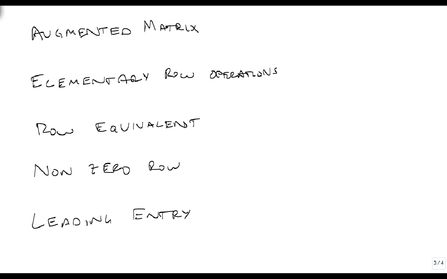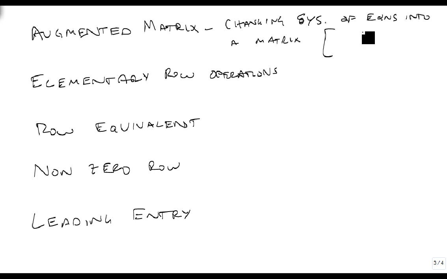An augmented matrix is a way of changing a system of equations into a matrix, and it always looks like some matrix, most often square, it doesn't always have to be, where the coefficients go here, and the equal sign is here, and then this is the constants. And we'll give examples of these as we go.